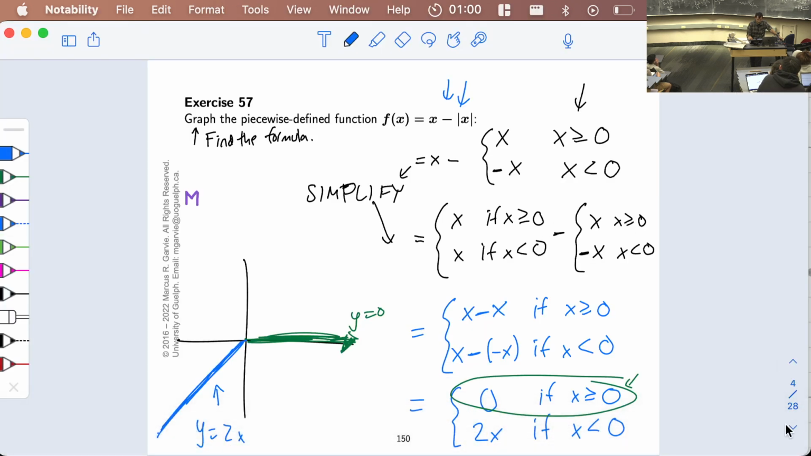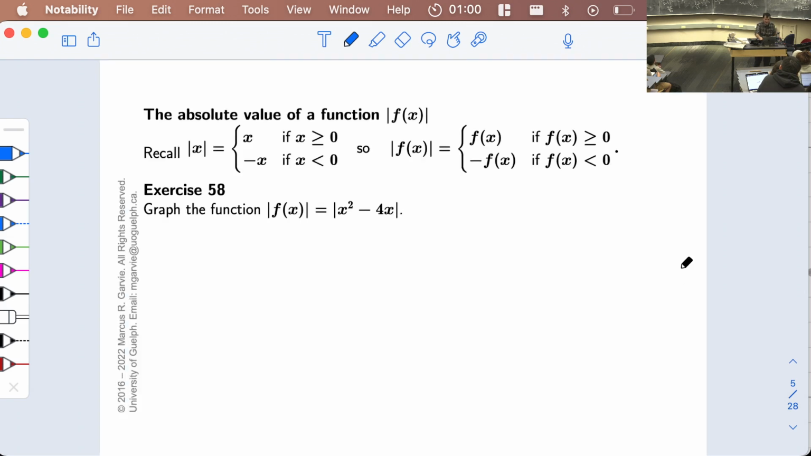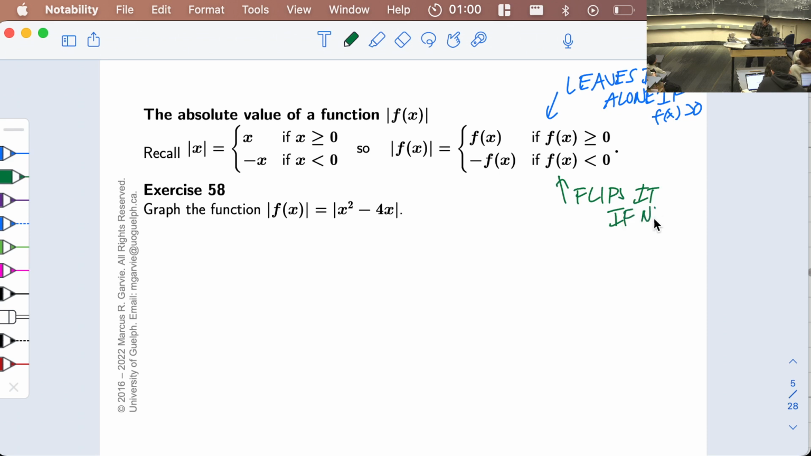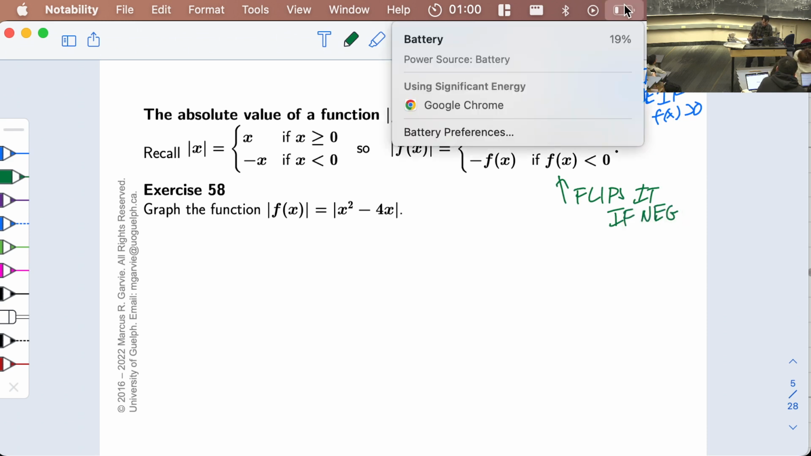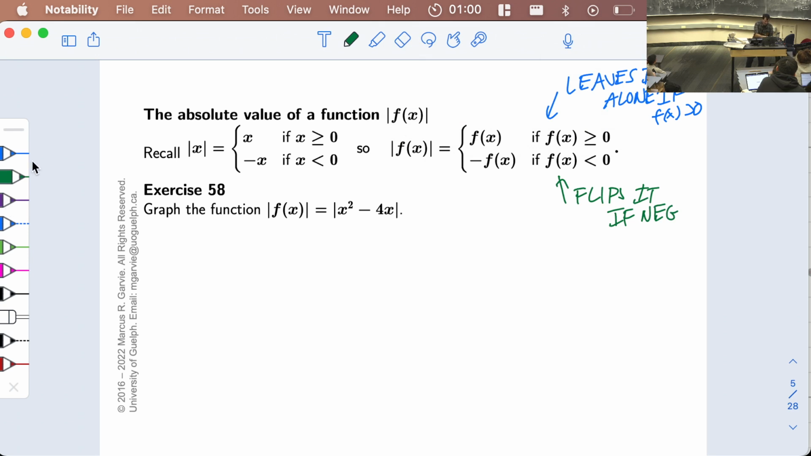So we're going to do one other thing with absolute value, which is what happens when you take the absolute value of a function. So this is the absolute value of f of x. And just by writing out what absolute value is, the absolute value of a function is the function if f of x is greater than 0, so it leaves it alone if positive, and it flips it if negative.